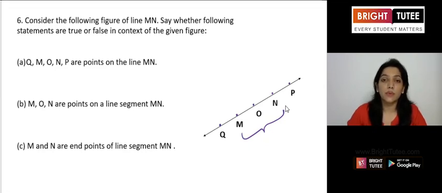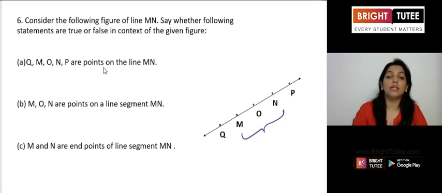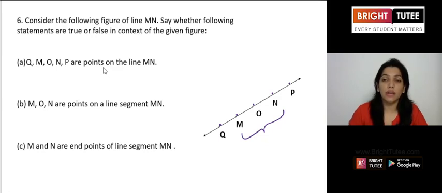Say whether the following statements are true or false in whatever context. Let's see. The first part, Q, M, O, N, P are points on the line MN. So let us see. Q, yes, Q is on the line MN. M is again a point on MN. O, N, P, all these points are very much there on the line MN. So we can say the answer is yes.